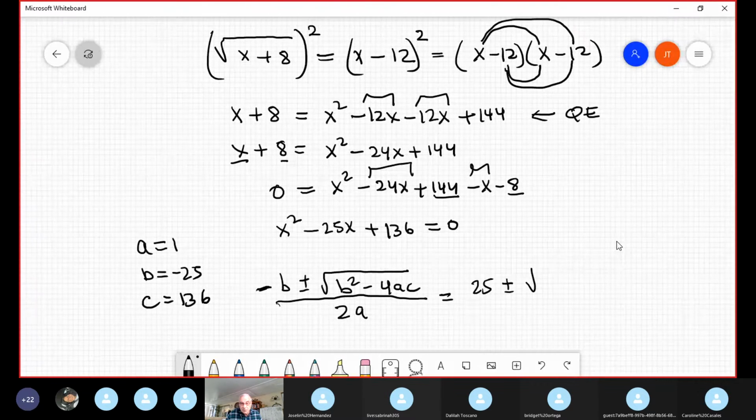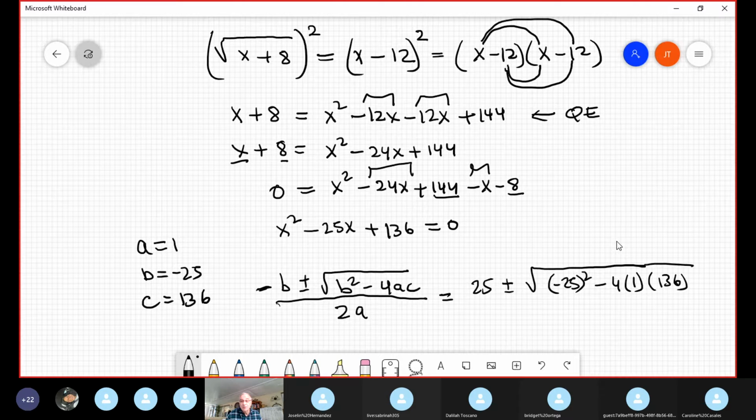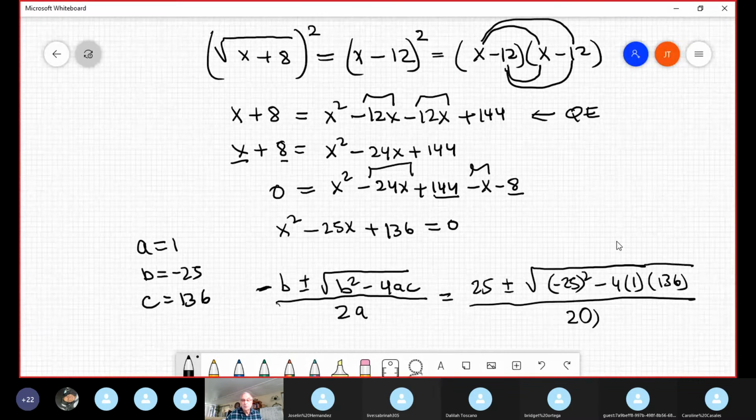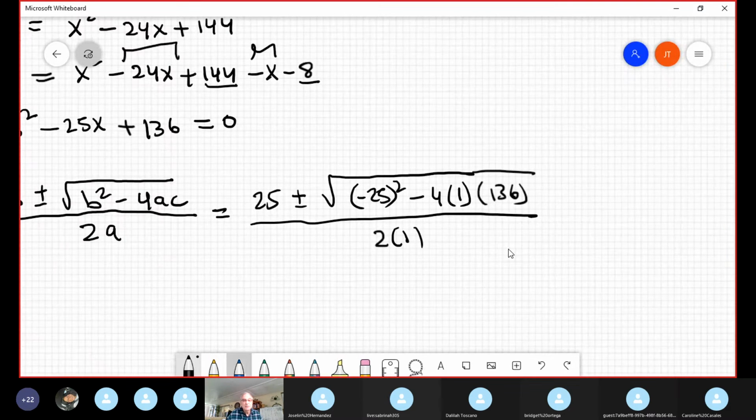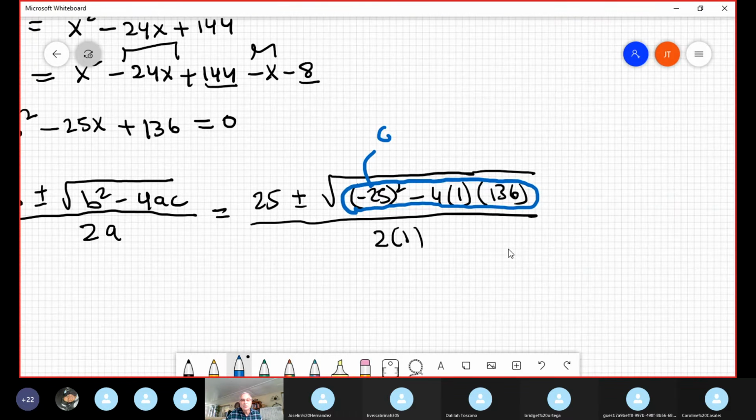It's 25 plus and minus the square root of negative 25 squared, minus 4 multiplied by 1 multiplied by 136. Okay. Everything divided by 2 times 1. So we focus always the same: on the expression inside the radical. Okay, we compute that part. And you put negative 25 squared in your calculator, no? 625 minus 544.